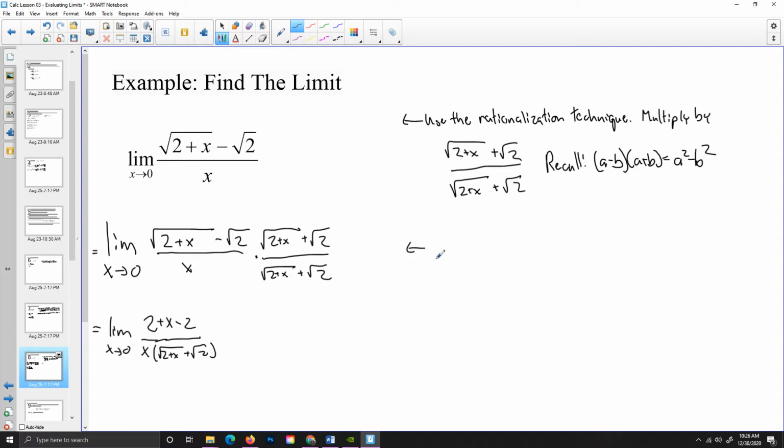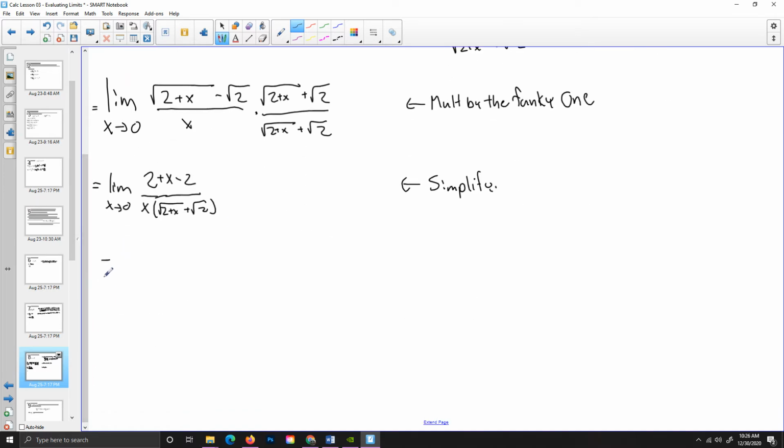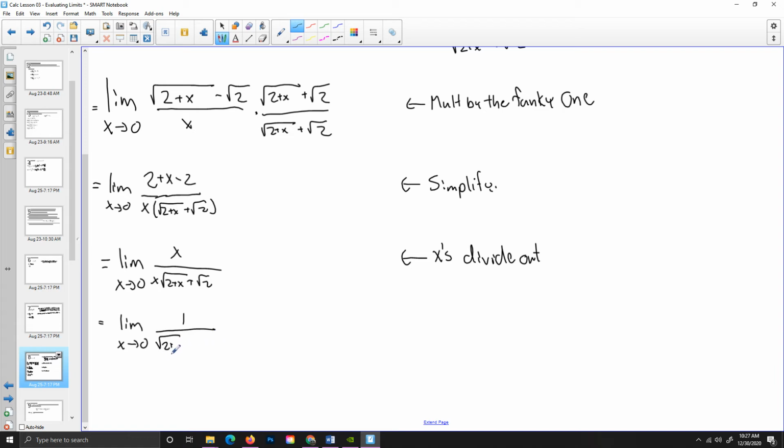And so here, let's say that I am multiplying by the funky 1. And here I'm going to do some simplifying. And so again, still haven't evaluated the limit, so I have to write it. But 2 plus x minus 2 will leave me with an x on the top, and I'll have an x on the bottom. I have the square root of 2 plus x plus the square root of 2. And now here the x's divide out. So I'm also using the dividing out technique in this one. And so my x's cancel, and again, have not evaluated the limit yet, x goes to 0, but I'll have 1 over the square root of 2 plus x plus the square root of 2.